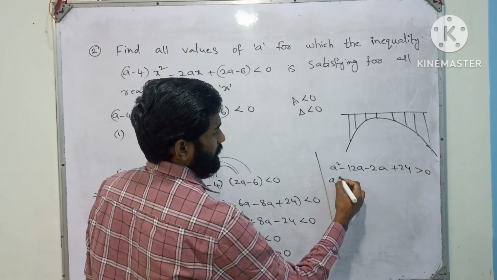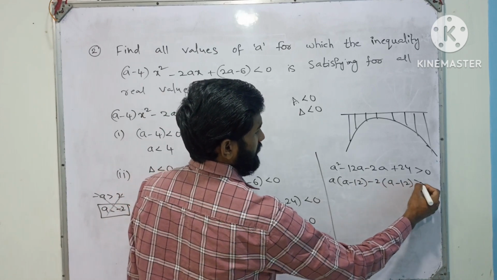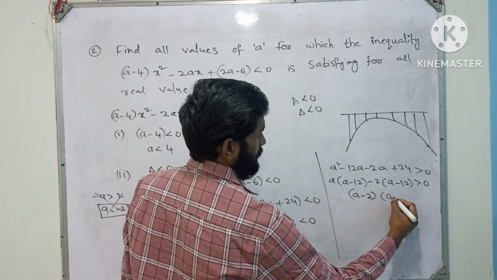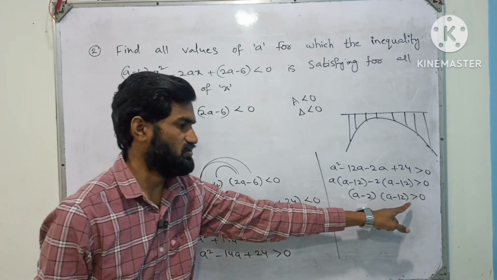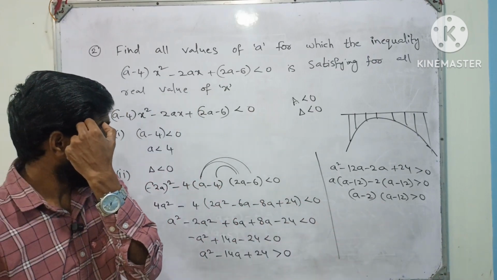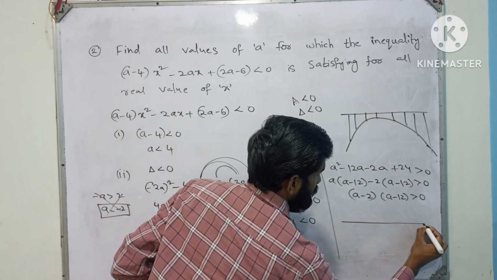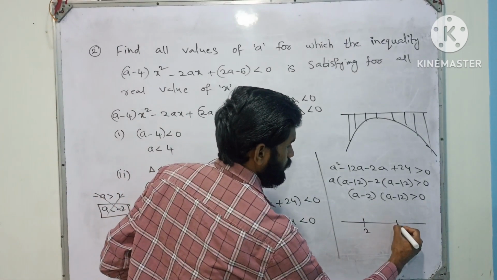Now if I take a common here, I will get a minus 12, and if I take minus 2 common, a minus 12, I will get greater than 0. From this I will get (a minus 2) into (a minus 12), which is greater than 0. Now what you need to do, just again take the number line here and indicate the roots 2 comma 12.